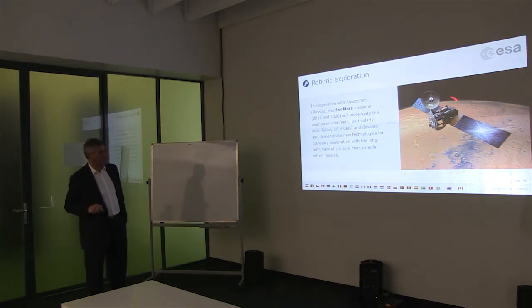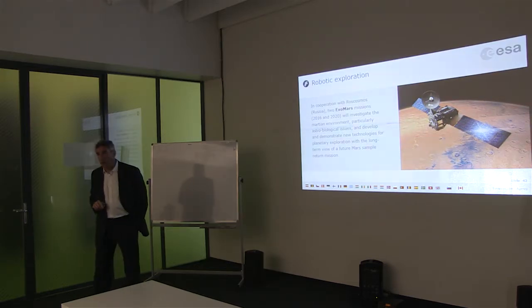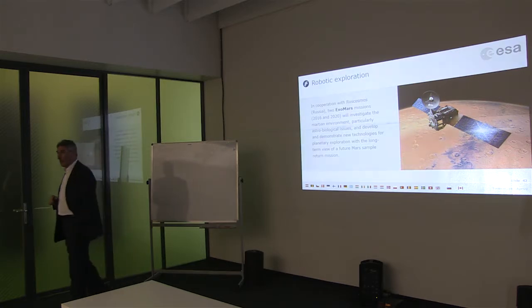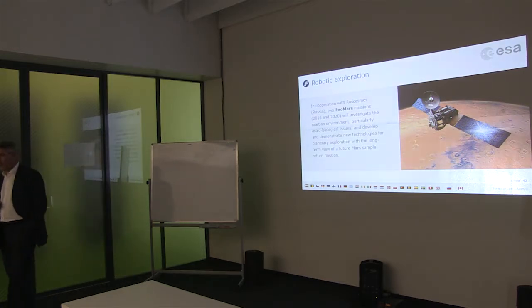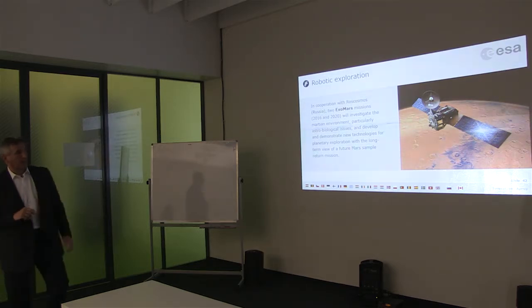And ExoMars, we launched last year. Trace Gas Orbiter is around Mars at the moment. We were testing the landing. It was a very good test. It showed what didn't work. So we have all the data. We know what went wrong.